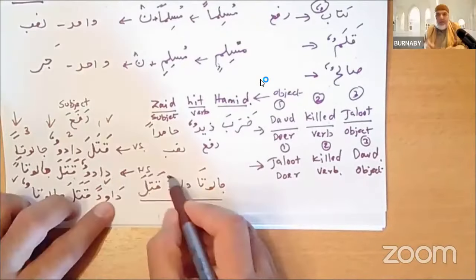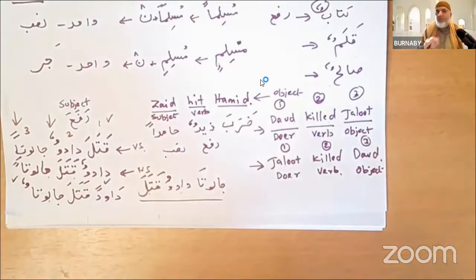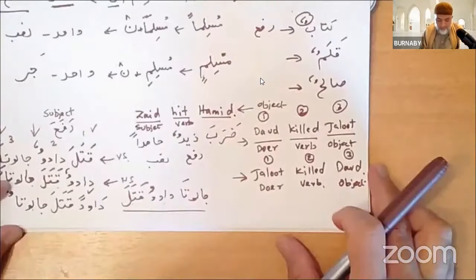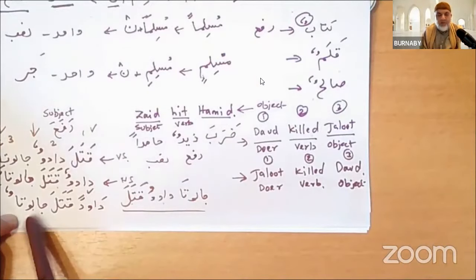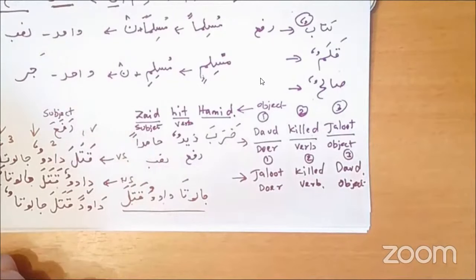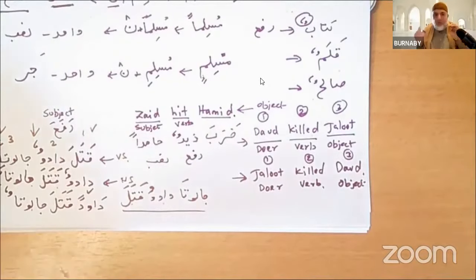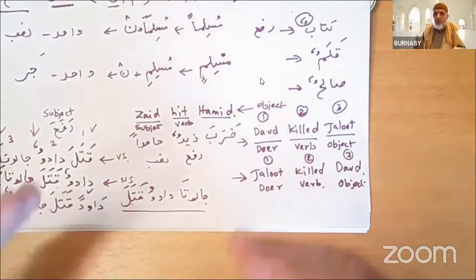So in Arabic, the position doesn't matter, as long as you know the status of the noun, then you know which one is who. And that is why it's very important that if we had said Daudan katala Jalutun, then we have conflicted with the Quran. Because everything in an ayah is a combination of words and it's a sentence, you need to know who is doing what.